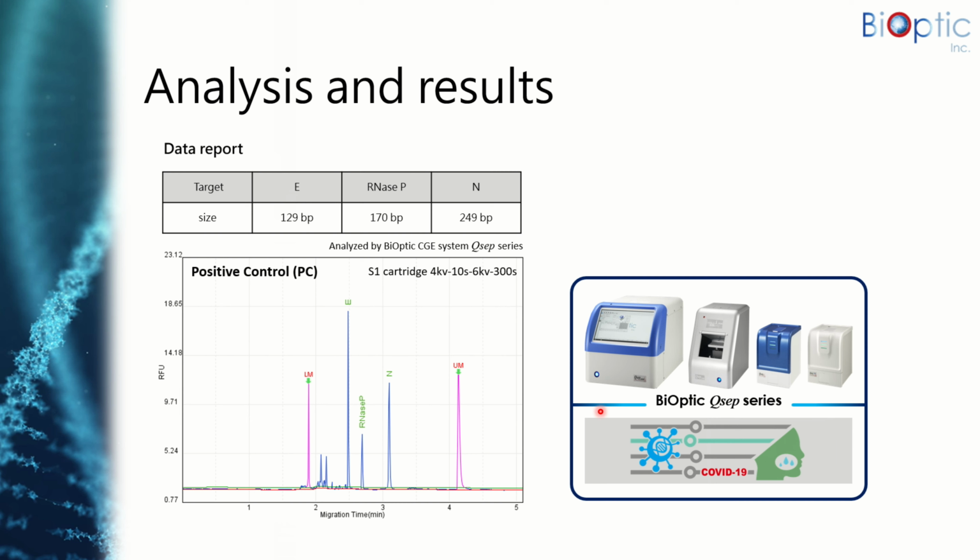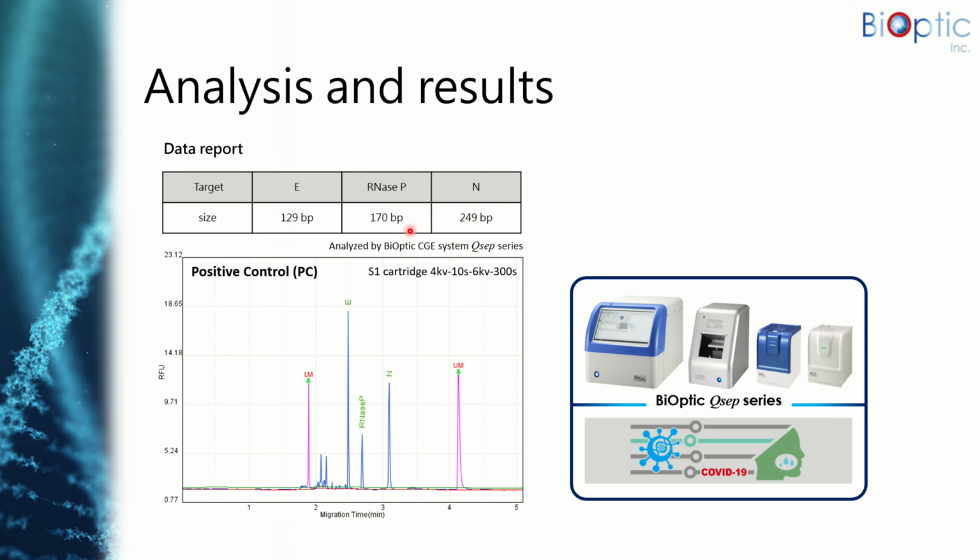In the BiOptic COVID-19 test, we detect two genes of SARS-CoV-2. One is the envelope region, E gene, and the other is the nucleocapsid region, N gene. And there is an internal control specific to the human RNase P.